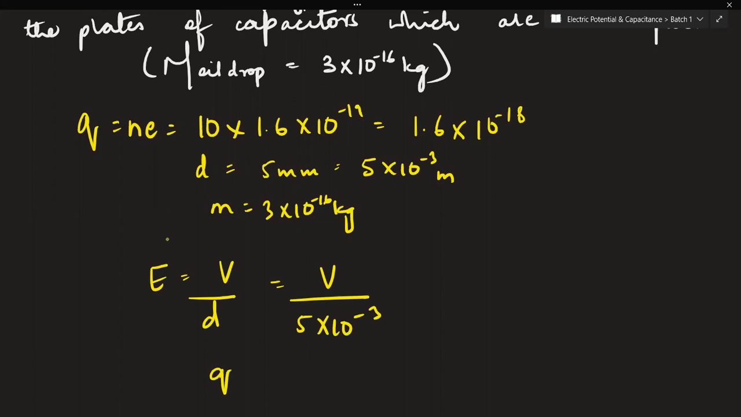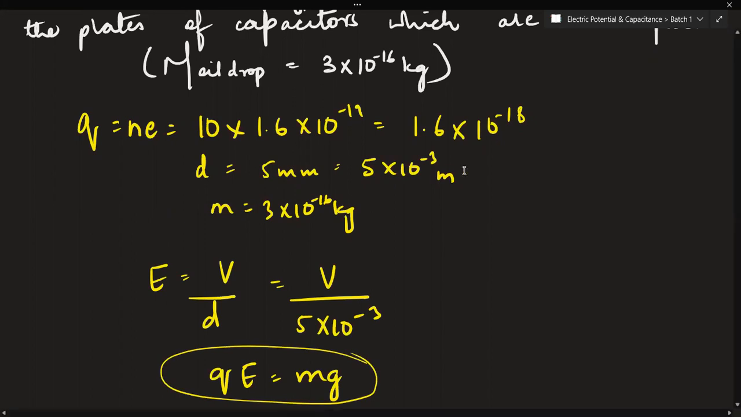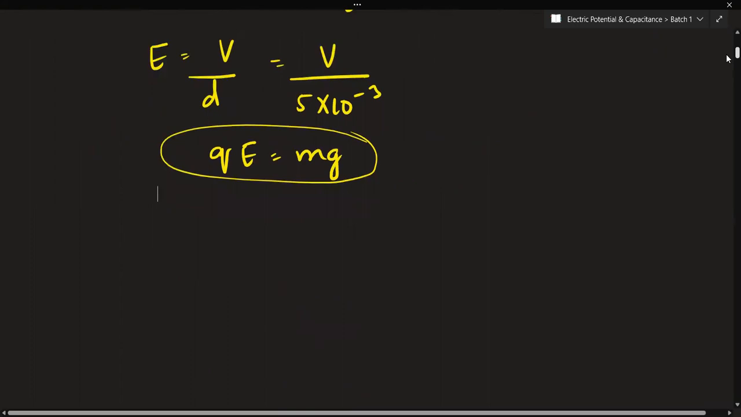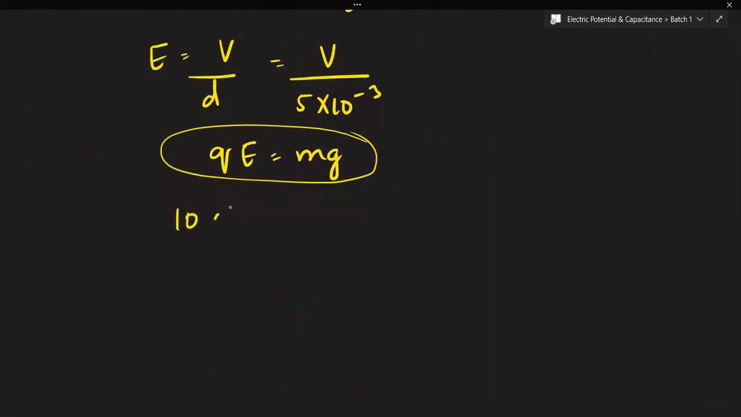And you know, QE will be equal to mg. As I've told you, these forces usually balance each other. So whenever you see no external force acting on your system, equate it. Now put the value of E. Charge is 1.6 into 10 to the power minus 18.